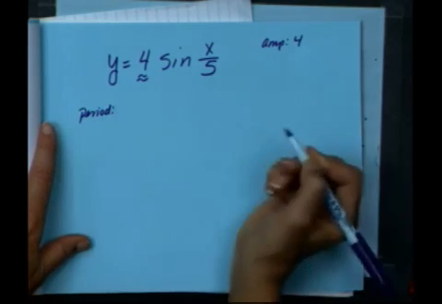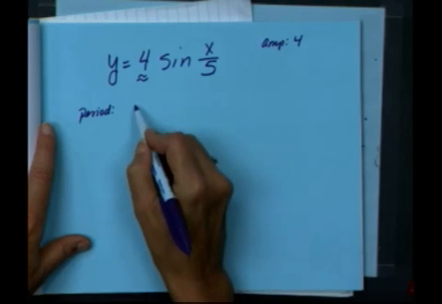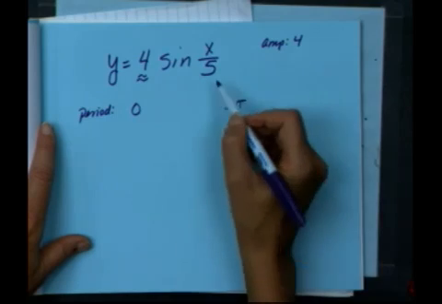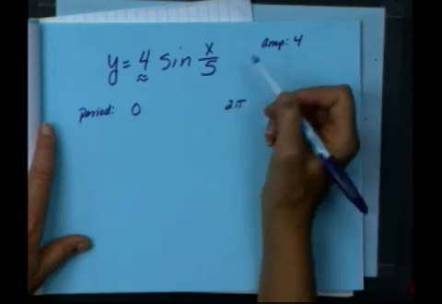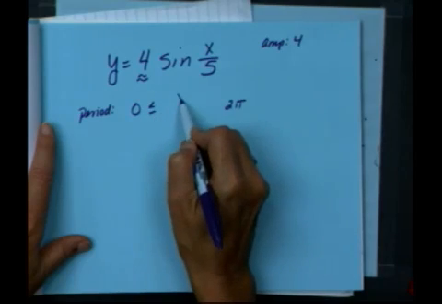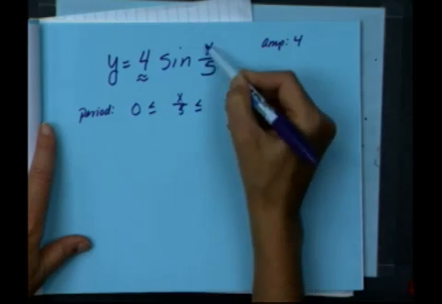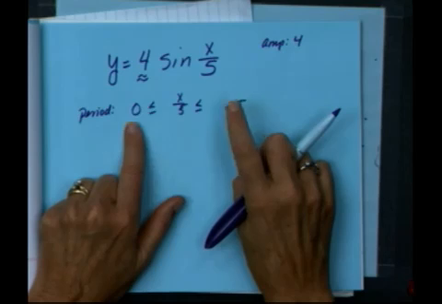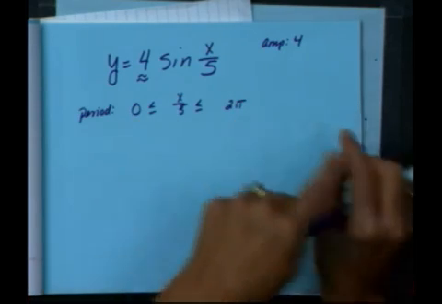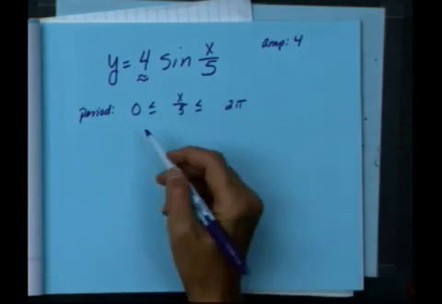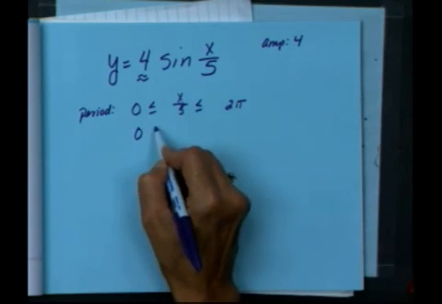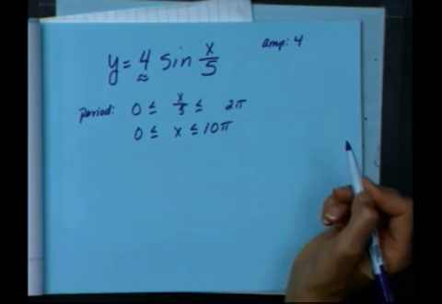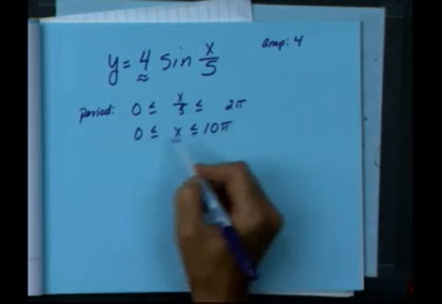To find the period, if you're going to do it my way, the normal sine curve goes from 0 to 2 pi. And we say this one ain't normal. So we're really looking for all the values of x that I can substitute into x over 5 that will give me those values between 0 and 2 pi. So what do I need to multiply through by to get x in the middle? 5. So we get 0 less than or equal to x less than or equal to 10 pi. So what's my period? 10 pi.